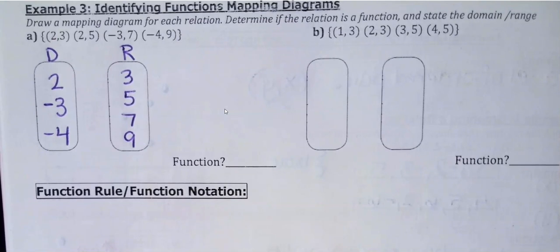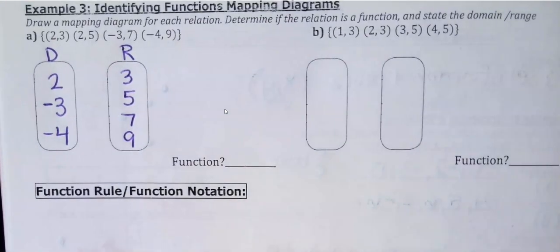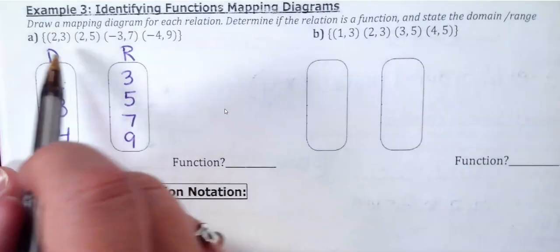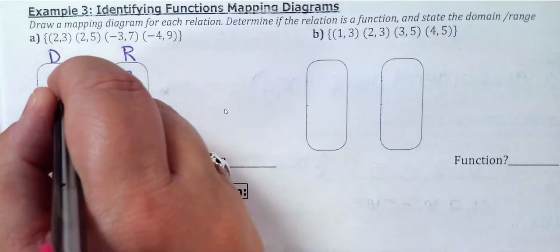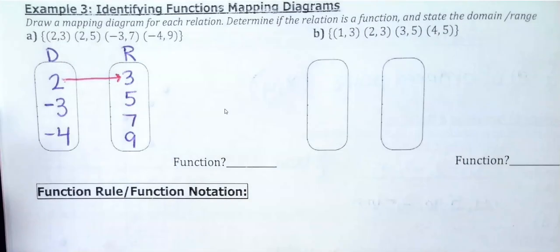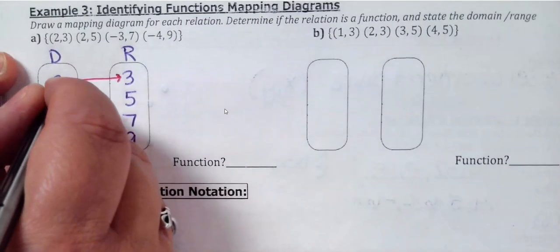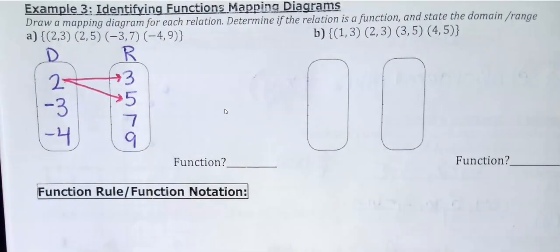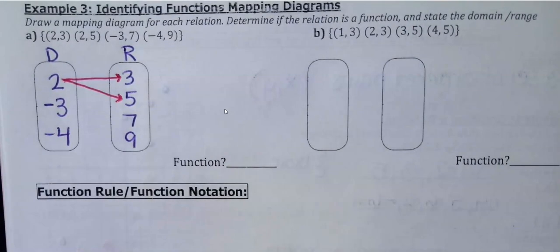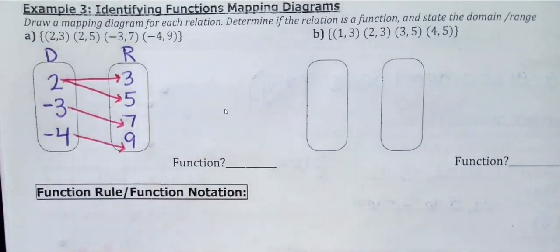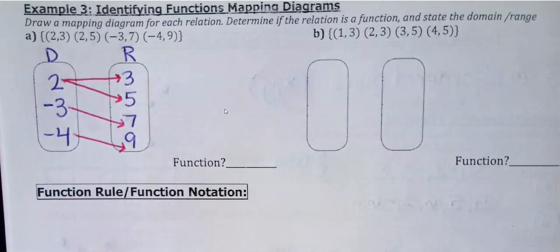The way the mapping diagram works is you draw an arrow from the domain value to the range value it matches with. For example, the first point there was 2, 3. So I have to have an arrow coming out of the 2 and pointing to the 3. Now the second point was 2, 5. So I would have a second arrow coming out of the 2, pointed to the 5. Now -3 points to the 7, and -4 points to the 9. Whenever you do a mapping diagram, you map the domain or the x value to its corresponding range or y value.